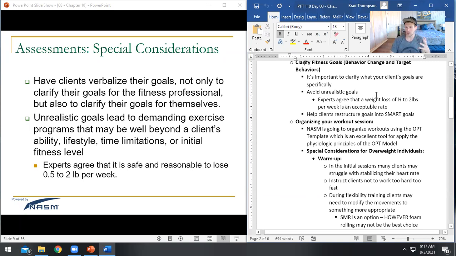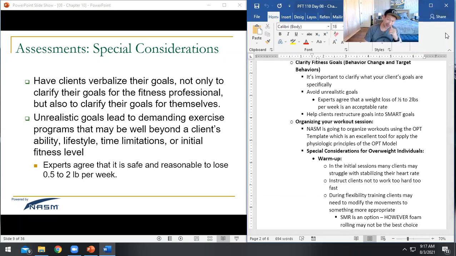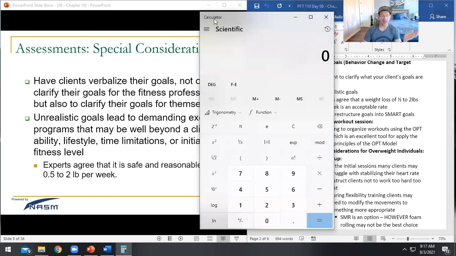So making sure that our clients are taking a reasonable approach to things. Generally, that's going to be somewhere between half a pound to about 2 pounds per week of weight loss is acceptable. You guys will remember we love that 0.7% number. That's one of my favorite ways, right? Or you could do it by calories, 31 calories for their fat mass.